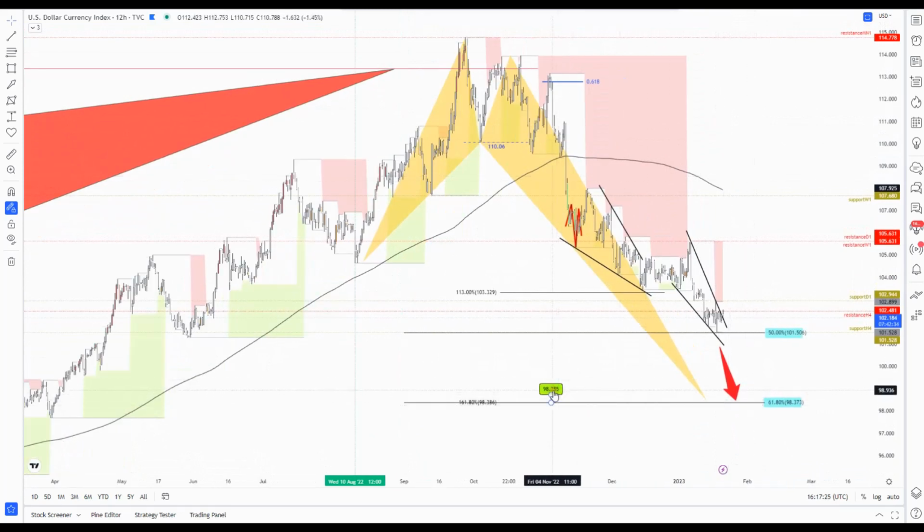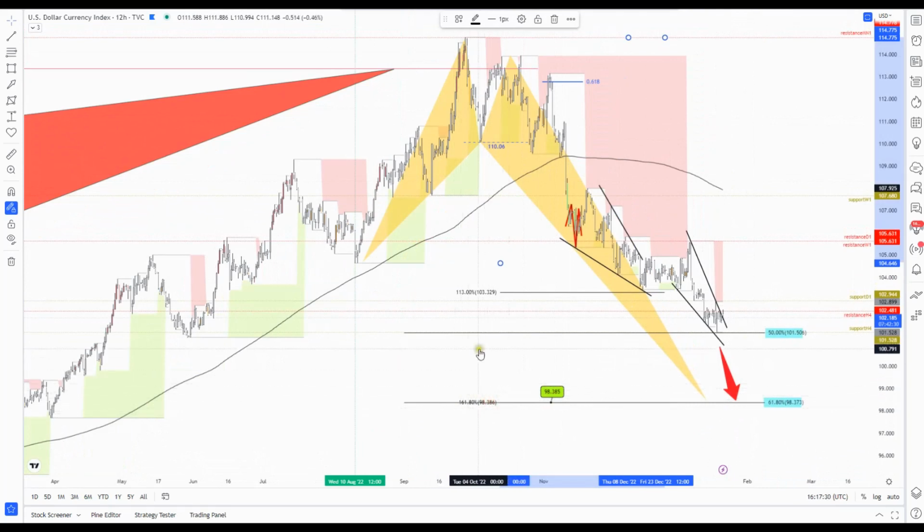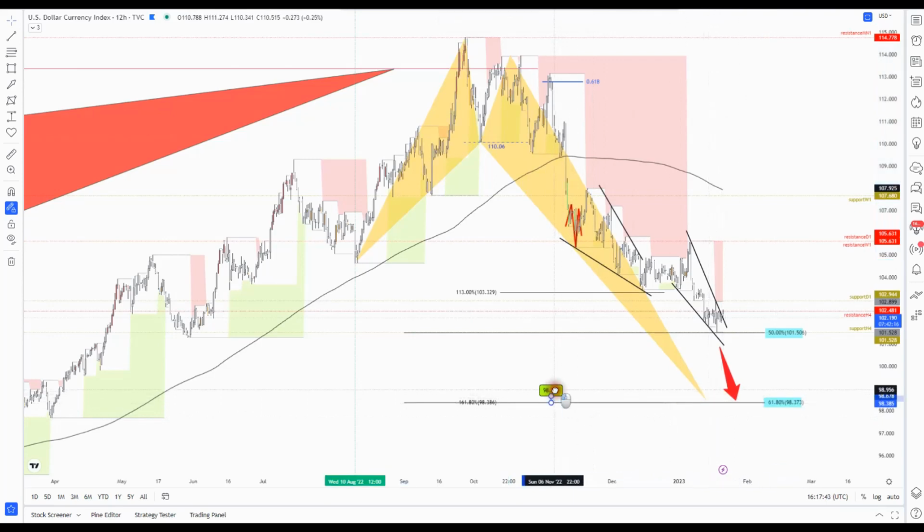If I decrease my time frame, you can see I have also a bullish crab pattern projected for the Dixie at 98.38. So this is the golden Fibonacci extension level of the last swing high, this last swing projected below, and this completes or will complete if the price approaches this zone. If the Dixie approaches this price zone, this will complete the bullish crab pattern at 98.38. So let's wait for that to happen.